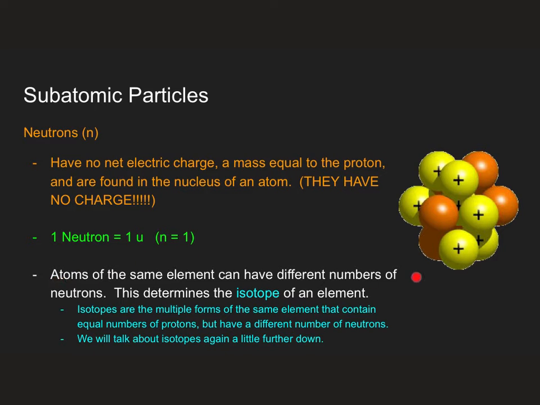Okay, atoms that have different numbers of neutrons, but are of the same element, meaning they have the same number of protons, would make something that is considered an isotope. If you've ever heard of something like carbon-14, carbon-14 is actually a radioactive isotope, and that just means that it's a carbon atom that has different amounts of neutrons. Okay, we'll look a little bit more at those, especially when we get to nuclear decay.